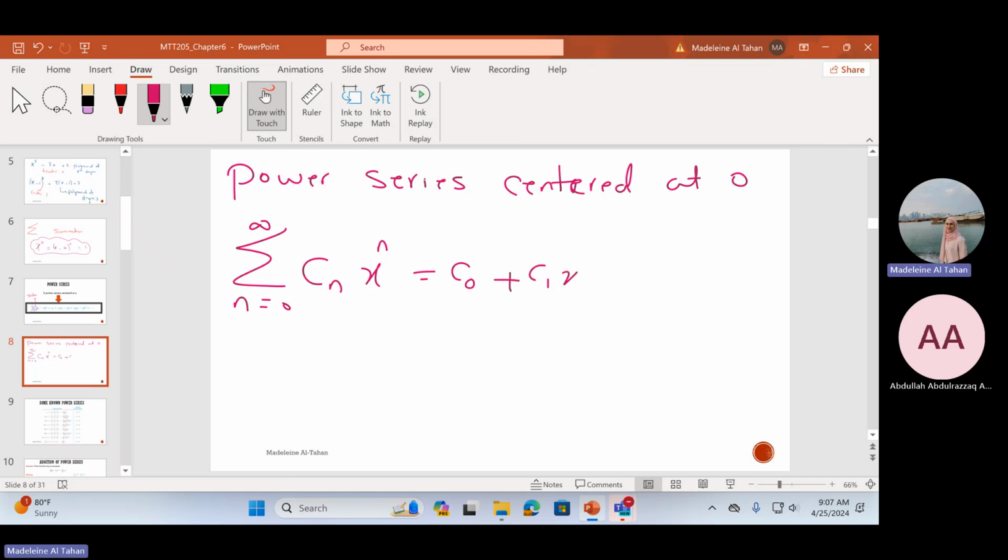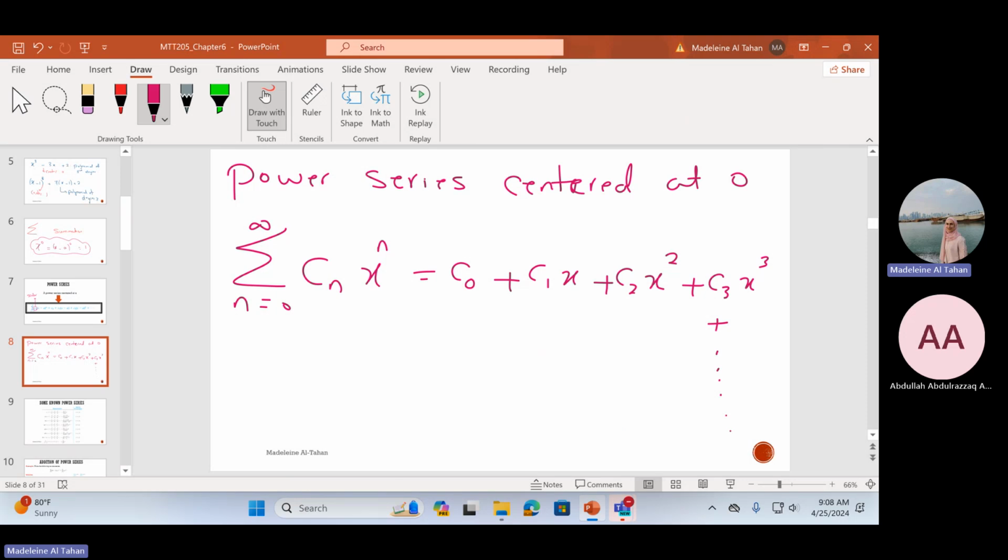Then at n equal 1, Sultan? C1 times x, which is exactly x. So x power 0, we write it 1. X power 1, as Sultan said, we write it as x. Then at n equal 2, C2 times x minus 0, so x squared. And n equal 3, C3 x cubed, and so on. We find just the first few terms.